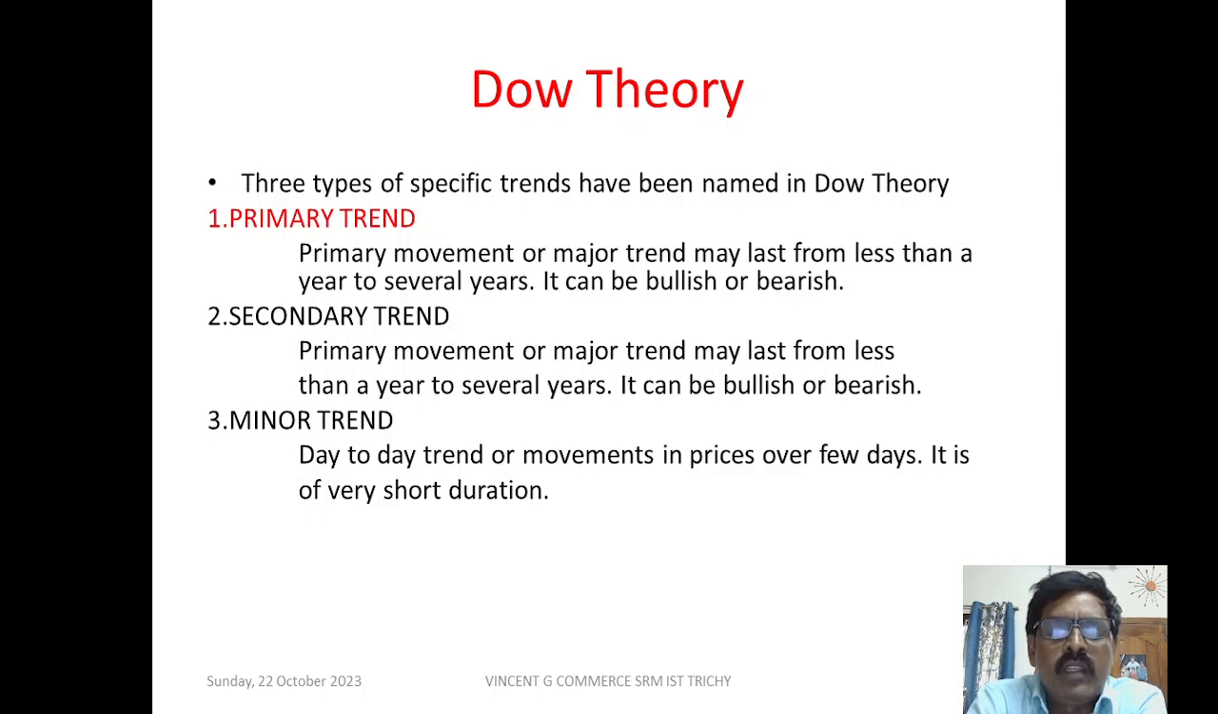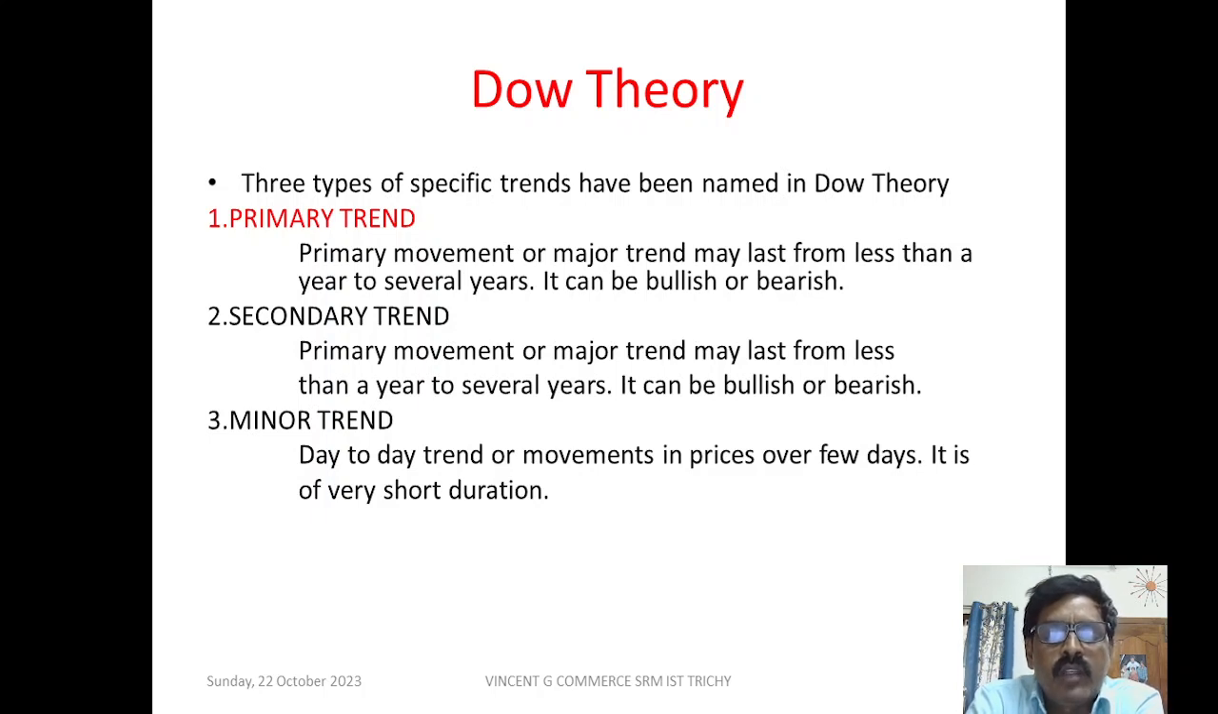One is primary movement or major movement, which lasts for a year to several years. Here several years means more than 5 years. If any trend continues for more than 5 years, then we can call it a primary trend, and that can be bullish or bearish. Bullish is rise in prices, bearish is fall in prices.